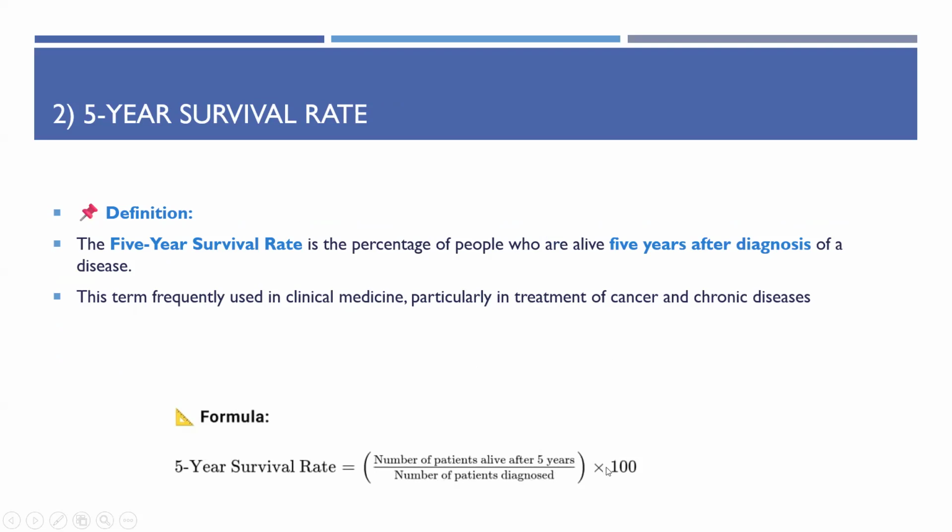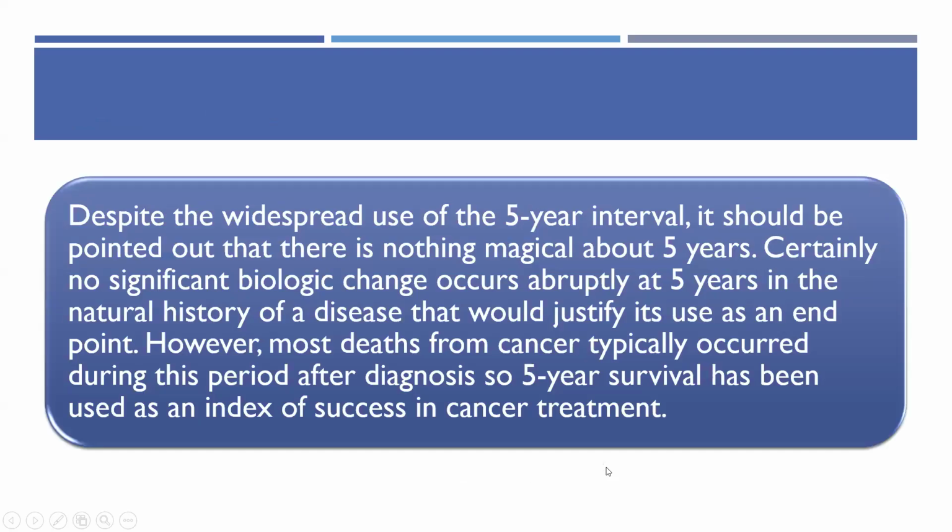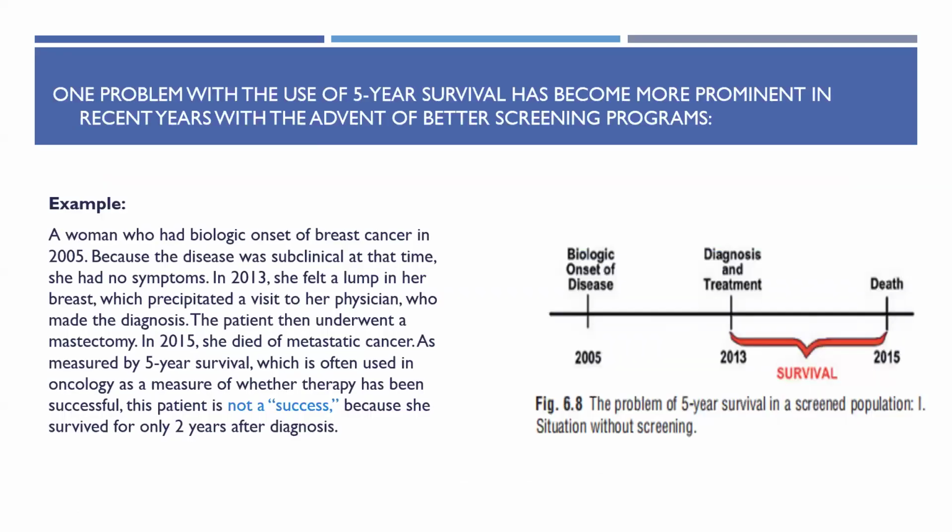diagnosed multiplied by 100. Despite the widespread use of 5 year survival interval, it should be pointed out that there is nothing magical about 5 years. Certainly, no significant biological changes occur abruptly after the 5 years in the natural history of disease that would justify it as an end point. However, most deaths from cancer typically occur during this period after the diagnosis. So, the 5 year survival has been used as an index of success in cancer treatment.